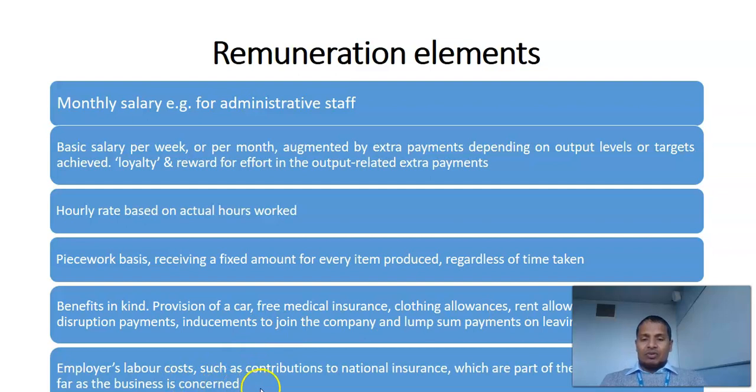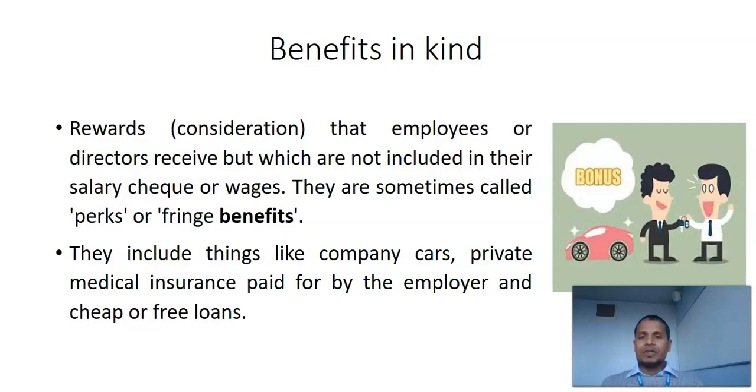And employers' labor costs, such as contributions to national insurance. In some cases, organizations contribute to national insurance, and also pay for pensions for their employees. Benefits in kind include the rewards or considerations that employees or directors receive but which are not included in their salary check or wages. These are sometimes called fringe benefits: the rewards that employees or directors receive but which are not included in their salary statements.